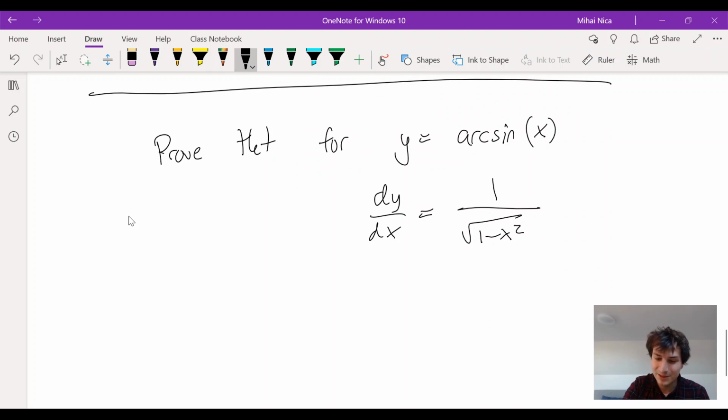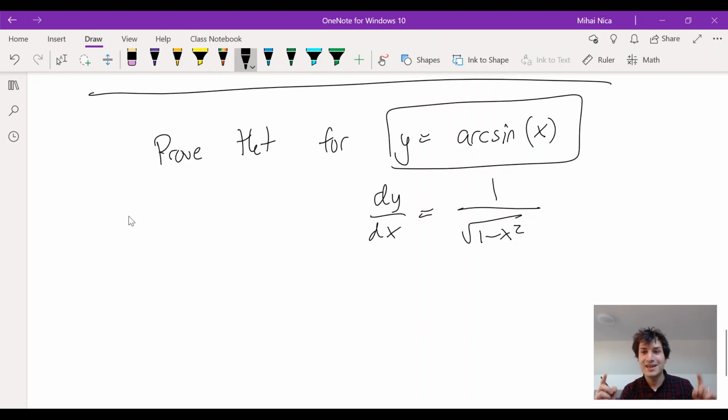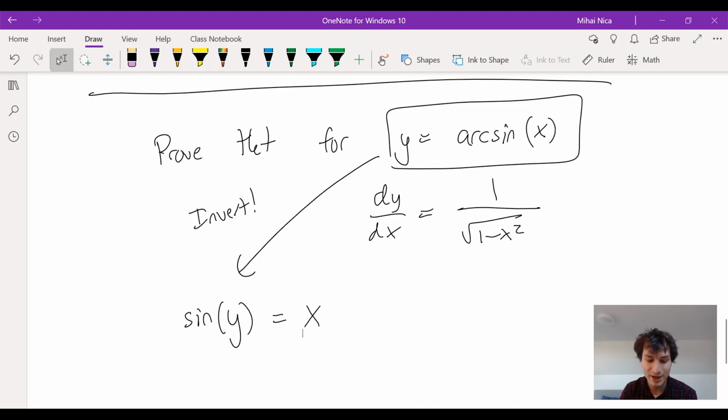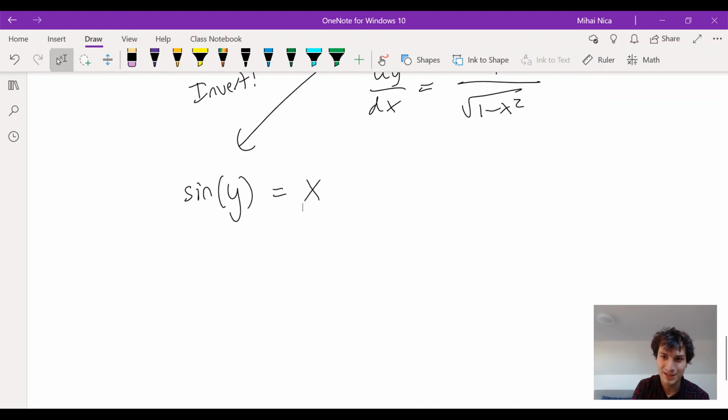So here's what I'm going to do. I'm going to take y equals arc sine of x. I'm going to invert it. If you invert it, what does it mean? I'm going to apply the sine function to both sides. So that means that the sine of y is equal to x. And if the sine of y equals x, I can do the derivative of that one. That one I know how to do the derivative of.